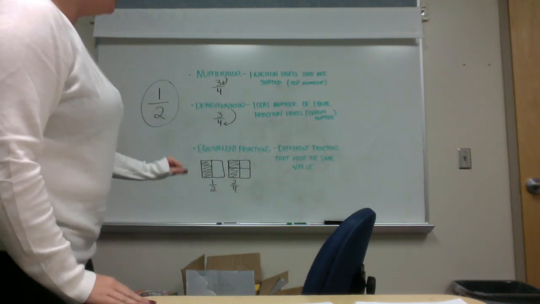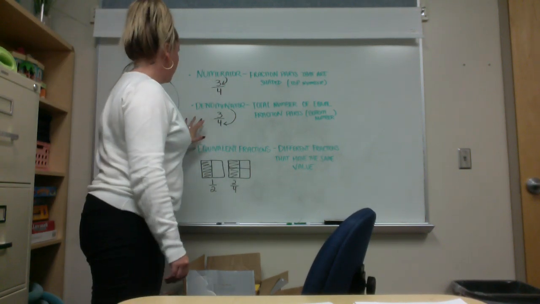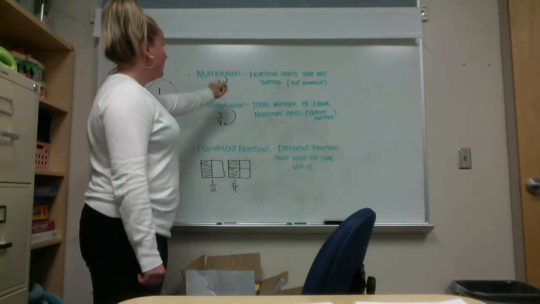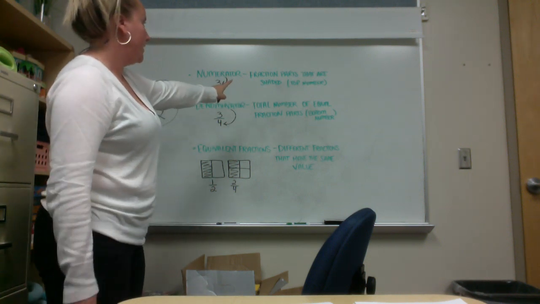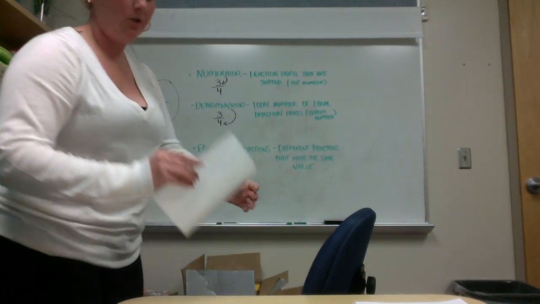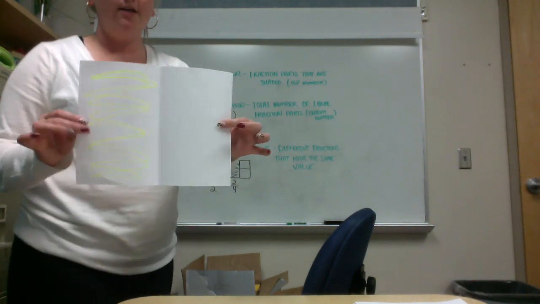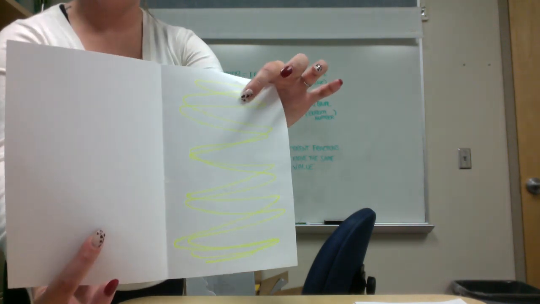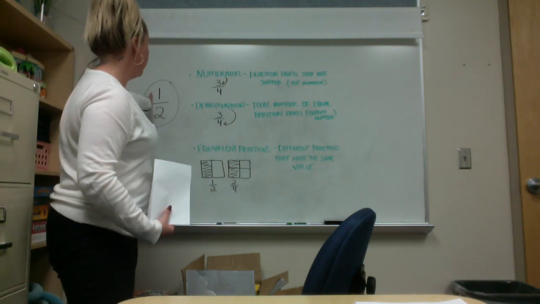Now, if you look up on the board, we have three terms that we're going to be discussing today. The first one is the numerator. This is the fraction part that is shaded, which is the first number on top, the 1. So when we look at our fraction, we see that we only have one part shaded. That's why there's only a 1 up top.